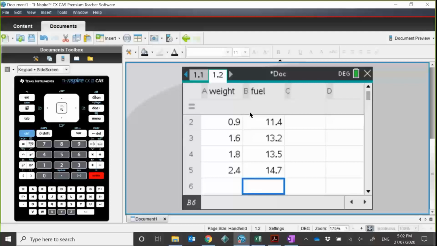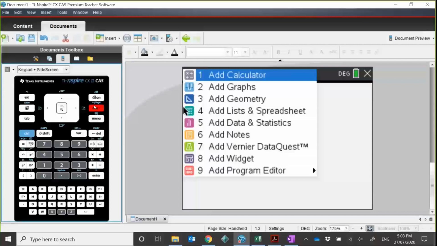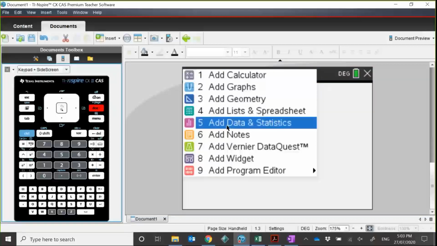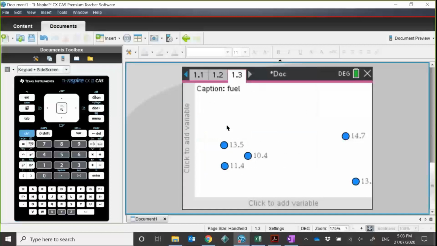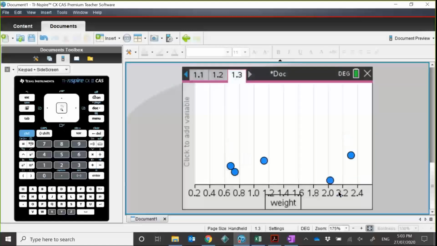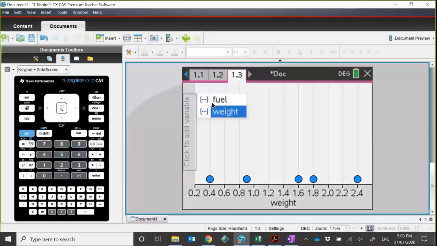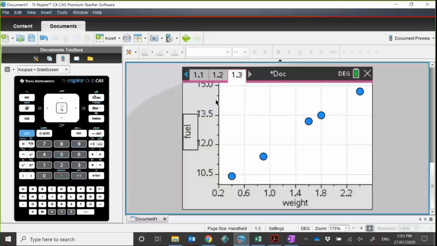We now need to do a scatter plot of that data. I'm going to show you 2 ways to get the regression line. So to get the scatter plot, it's Control, Add Page again. This time you want to add a Data and Statistics plot. That takes us into the statistics side of the calculator. Now, down the bottom where it says click to add variable, we need to choose the correct variable across the x-axis. And if you have a look at the exam paper question, it is the weight of the truck. So the weight of the load goes along the x-axis because that's your independent variable. And along the y-axis is the fuel consumption, because the fuel consumption is your dependent variable. It depends on the weight you are carrying.